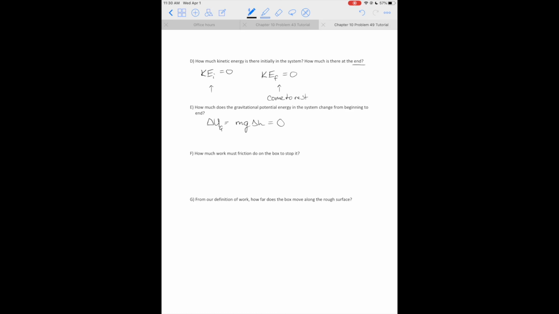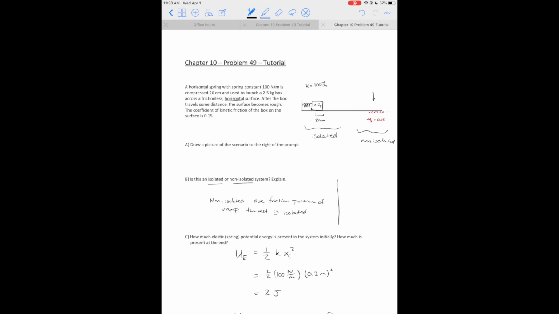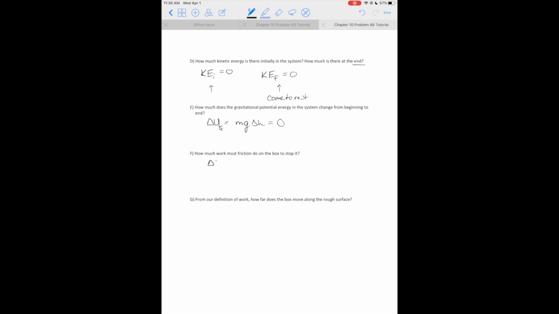Well, if we think back to part B, we're saying that for a non-isolated system, delta E, our total mechanical change in energy, is equal to the work externally done. How much work must friction do on the box? Well, that is this external work. So if I break this apart a little bit, I have the change in kinetic energy, the change in gravitational potential energy, and the change in spring potential energy, or elastic potential energy. This has to be equal to the work done on the system.